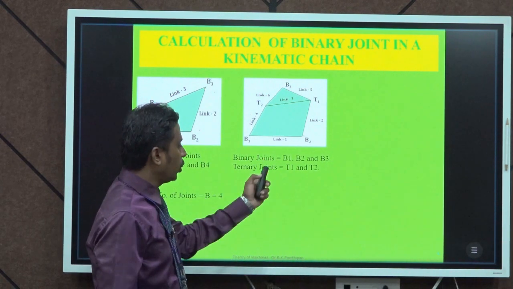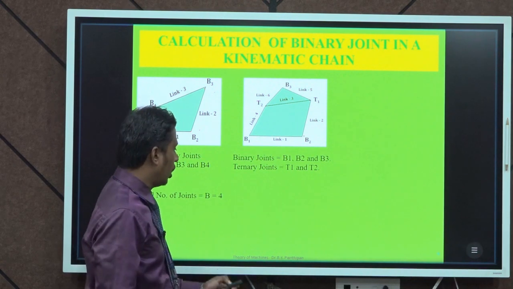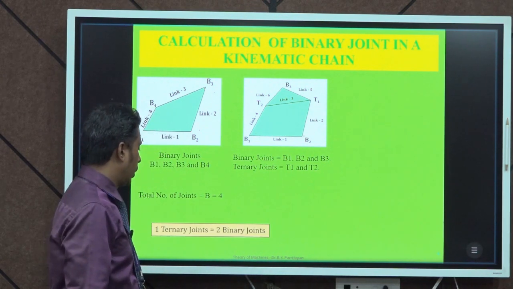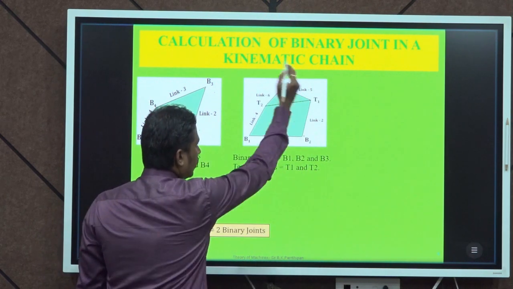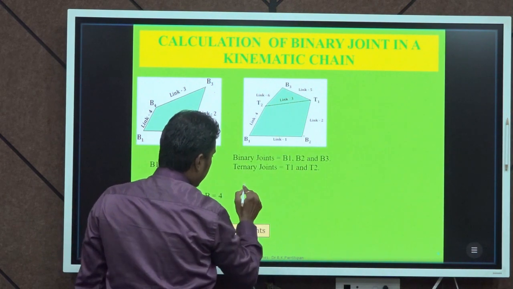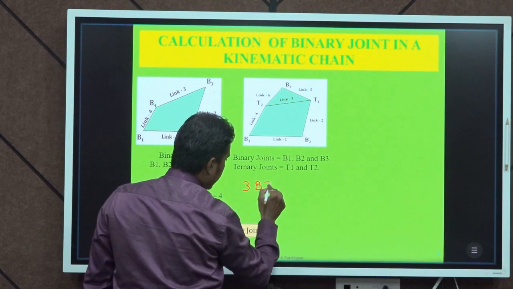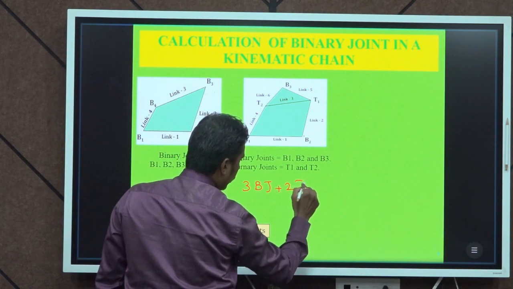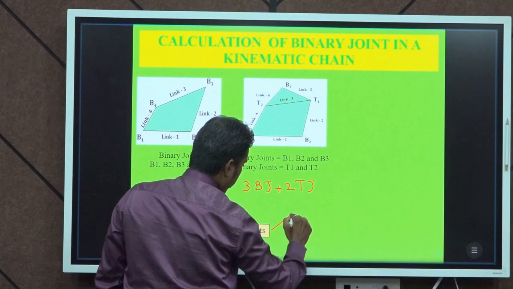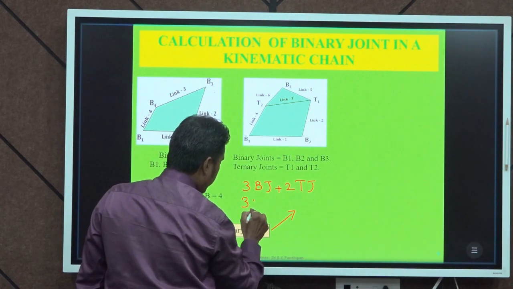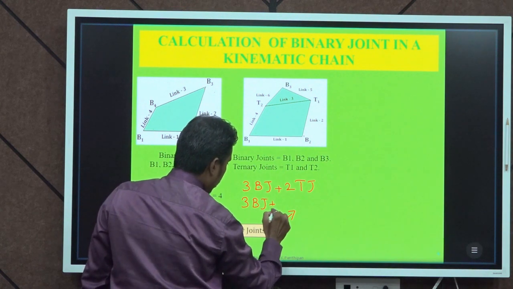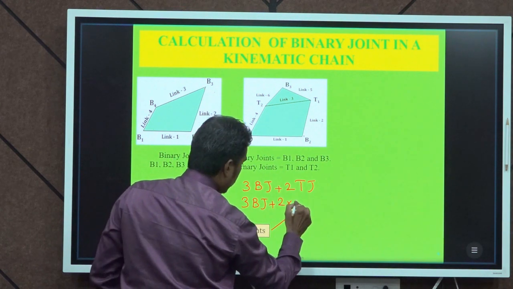So, we have to make one convention. The convention is 1 ternary joint is equal to 2 binary joints. So, the total number of binary joints in the given kinematic arrangement is 3 binary joints plus 2 ternary joints. Now, I am going to apply this equation. So, these 2 ternary joints can be rewritten as 2 into 2 binary joints.